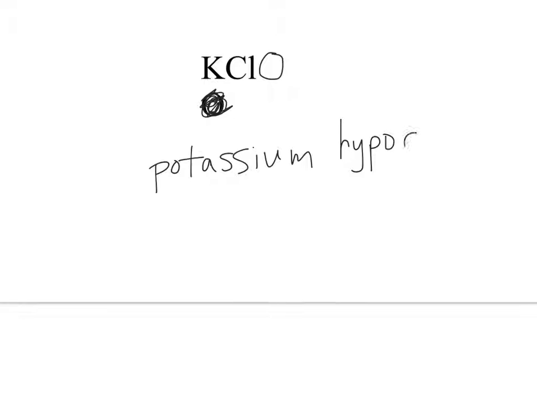There's another goofy formatting. I'm going to just cross out that O and put it up here. So you're going to notice that I have potassium, which is representative. So potassium, and then ClO is hypochlorite. It's a polyatomic. So potassium hypochlorite.